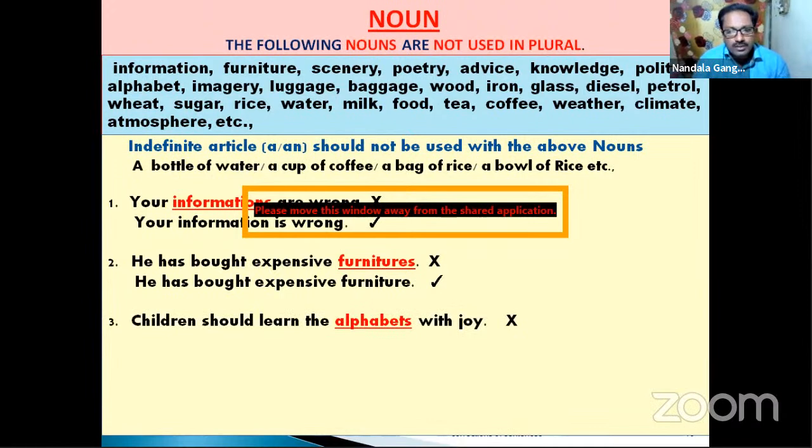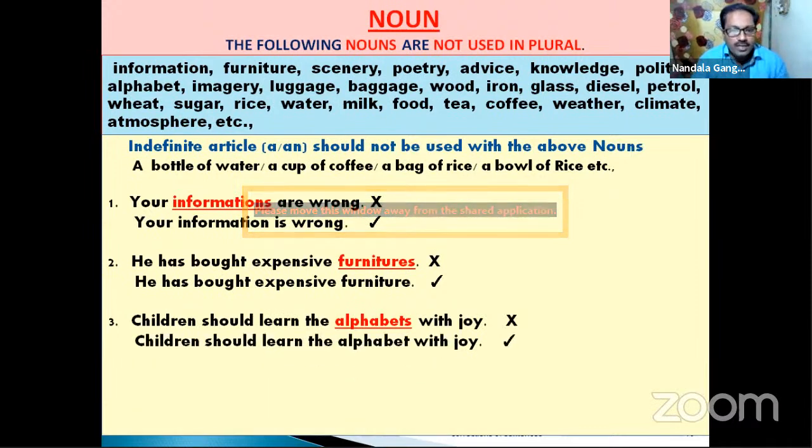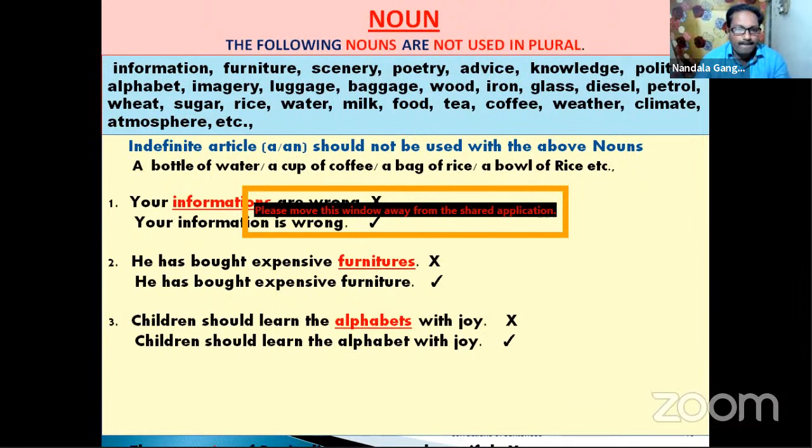Children should learn the alphabets with joy. Here the underlined part in red color has a mistake, so we have to correct it. Children should learn the alphabet with joy. Alphabet itself gives the plural meaning, because an alphabet is a set of letters. A set of letters is called an alphabet. So there is no need to write s after alphabet.